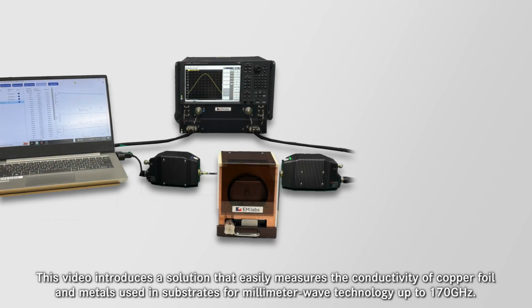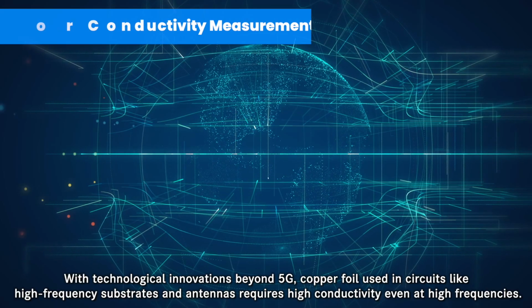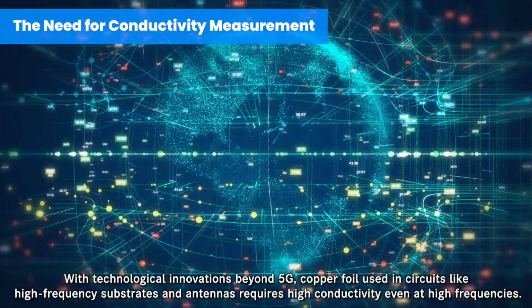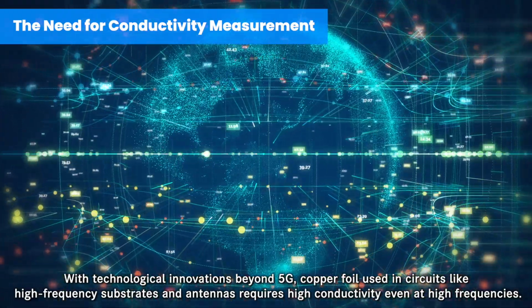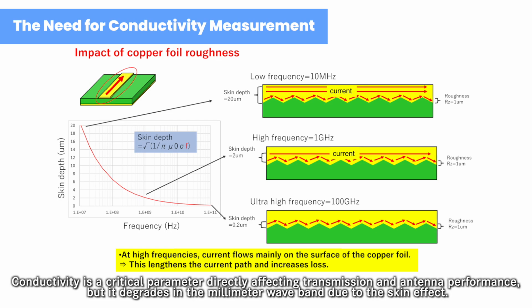This video introduces a solution that easily measures the conductivity of copper foil and metals used in substrates for millimeter wave technology up to 170 GHz. With technological innovations beyond 5G, copper foil used in circuits like high-frequency substrates and antennas requires high conductivity even at high frequencies. Conductivity is a critical parameter directly affecting transmission and antenna performance, but it degrades in the millimeter wave band due to the skin effect.